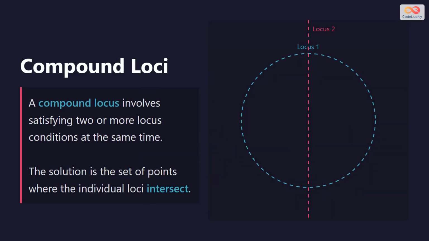We can also combine different conditions. A compound locus is the set of points that satisfy two or more locus rules at the same time. The solution is found where the individual loci intersect. For example, the intersection of a circle and a line gives us the specific points that lie on both paths.